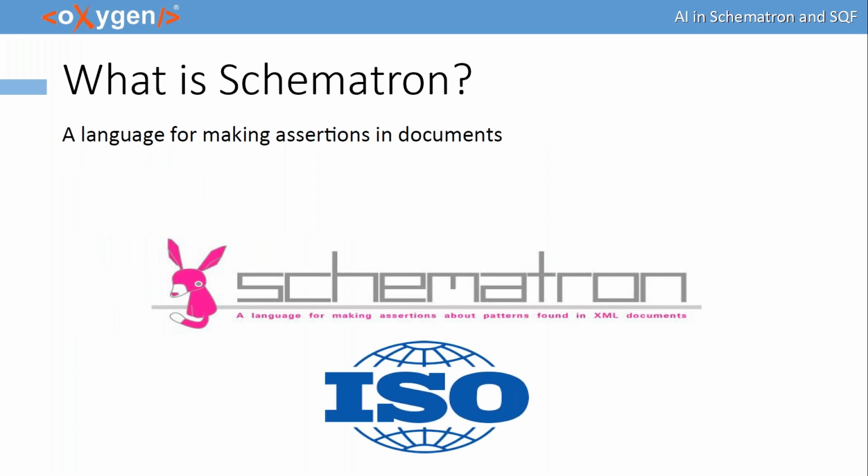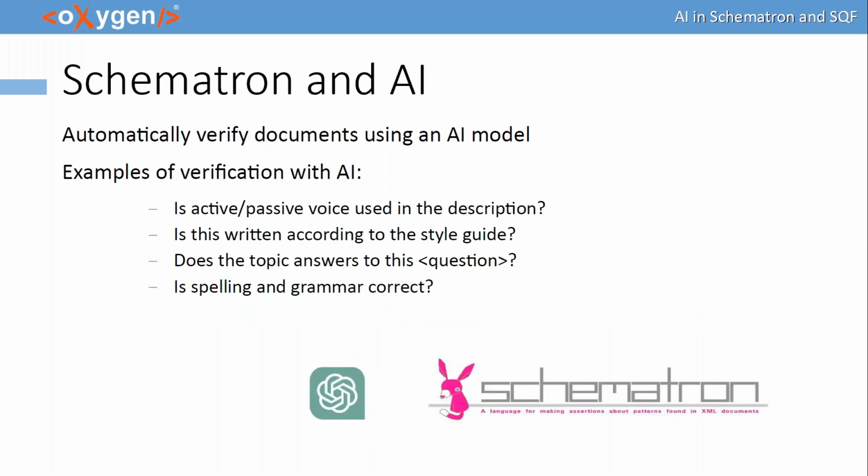Schematron is a language that allows you to make assertions in documents, so you can check different parts of the document to see that they respect a specific rule. What you can do with Schematron and AI is verify different parts of the documents and delegate the verification to an AI service. For example, you can verify if the description uses passive or active voice, if the text is written according to your style guide, if the content responds to a specific question that you want to answer, or if the spelling is correct. So you can delegate different tasks to the AI and use Schematron to do this.